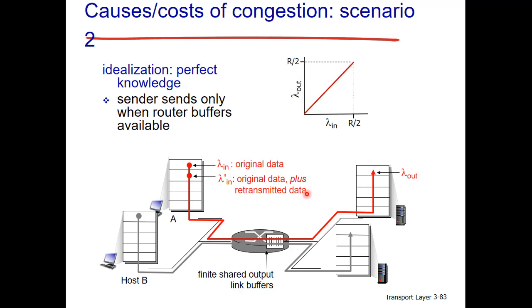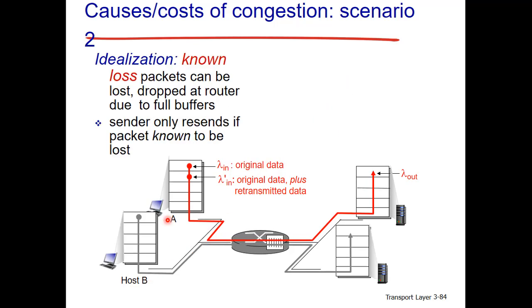So there is another scenario. In this case, lambda in is equal to lambda 2, and it is increasing. Lambda out is increasing as lambda in is increasing till R by 2, because they both share equal throughput. So we know that packet loss occurs. A packet can be lost or dropped at the router due to a full buffer. So once there is no space available, the packet gets lost.